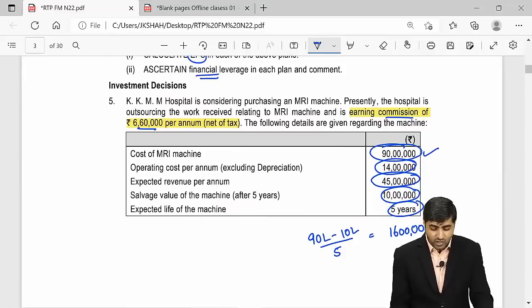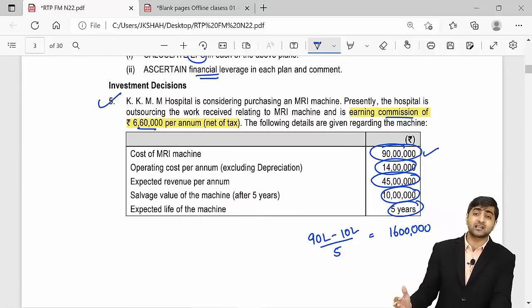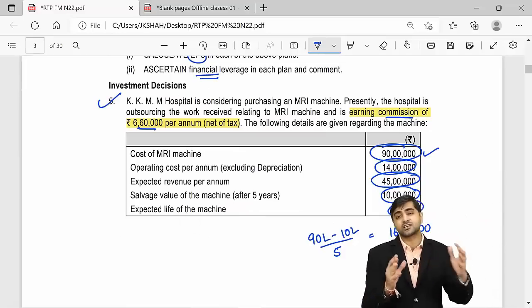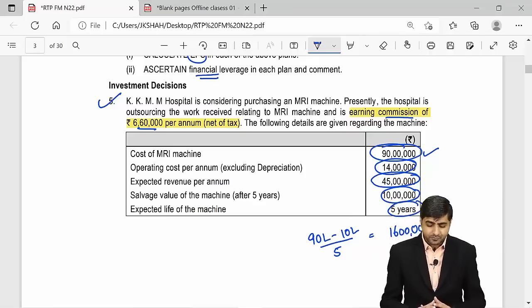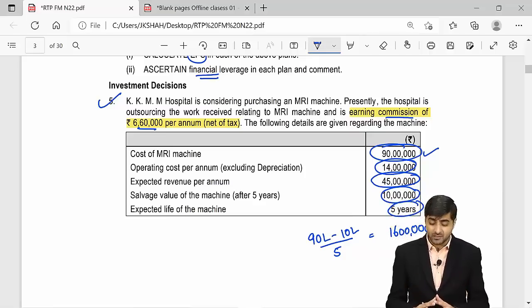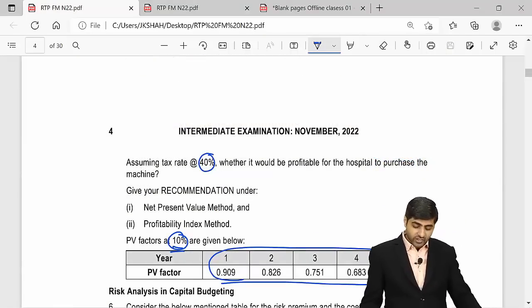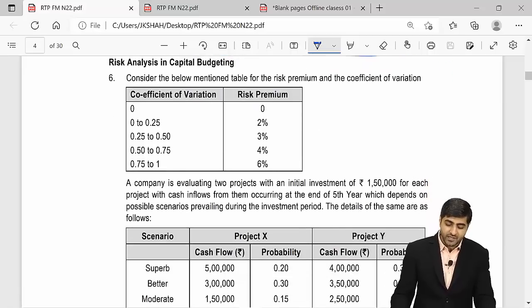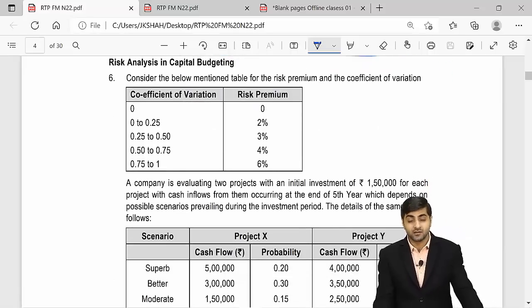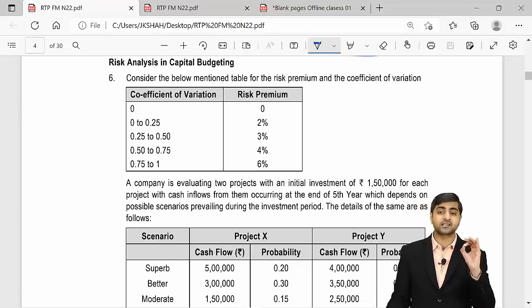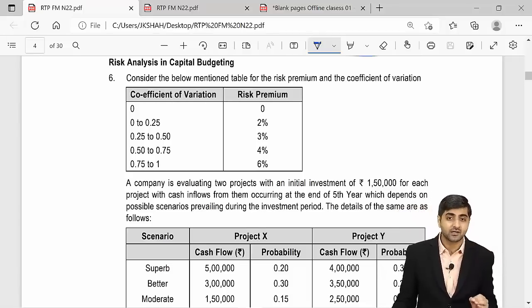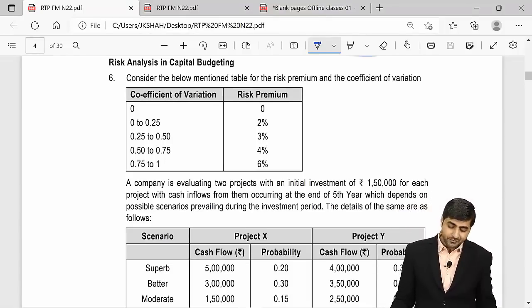Similar type of question you have also done in your JK classes as well as your study module. So now this is regarding your capital budgeting. Okay students, now let us continue further with the next question, and this is an excellent question to practice for your risk analysis part. Now see what is given to you.